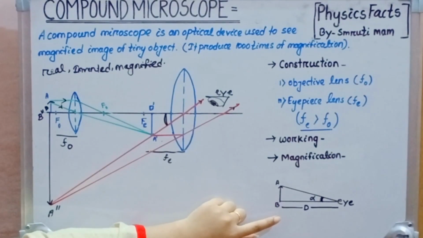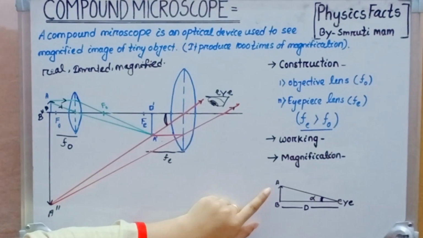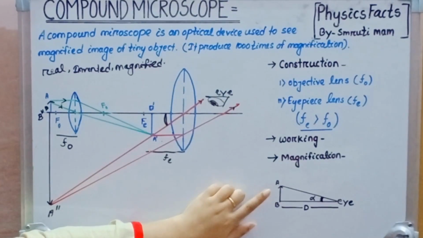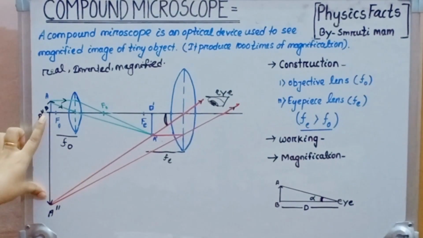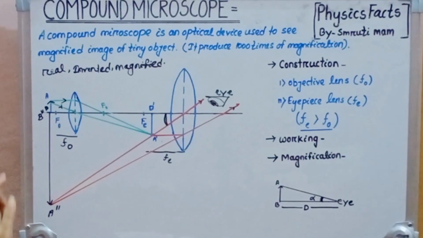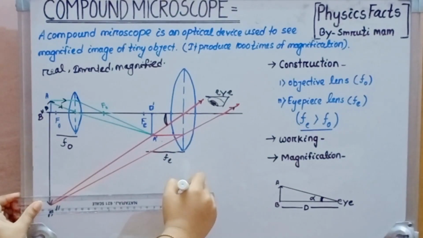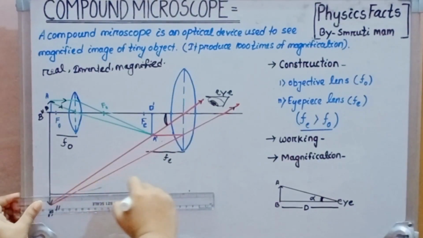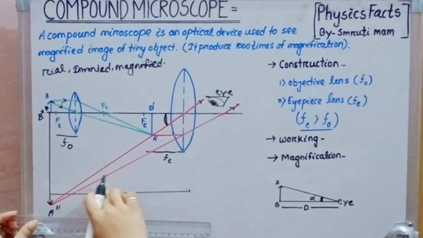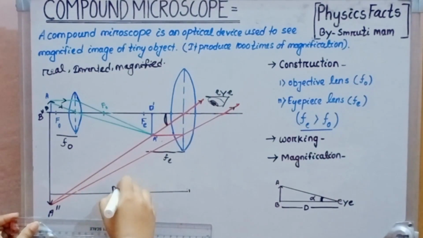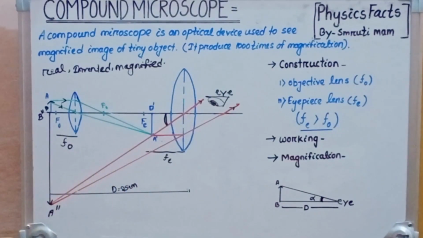vision, that means 25 centimeter दूरी पर है. Due to that tiny object is very small, we cannot see the clear vision of this tiny object. But by the help of compound microscope, we got highly magnified image of this tiny object at the least distance of distant vision. That means this distance is from this point to this point. This distance is taken as D, least distance of distant vision, that is 25 centimeter. Okay, students.